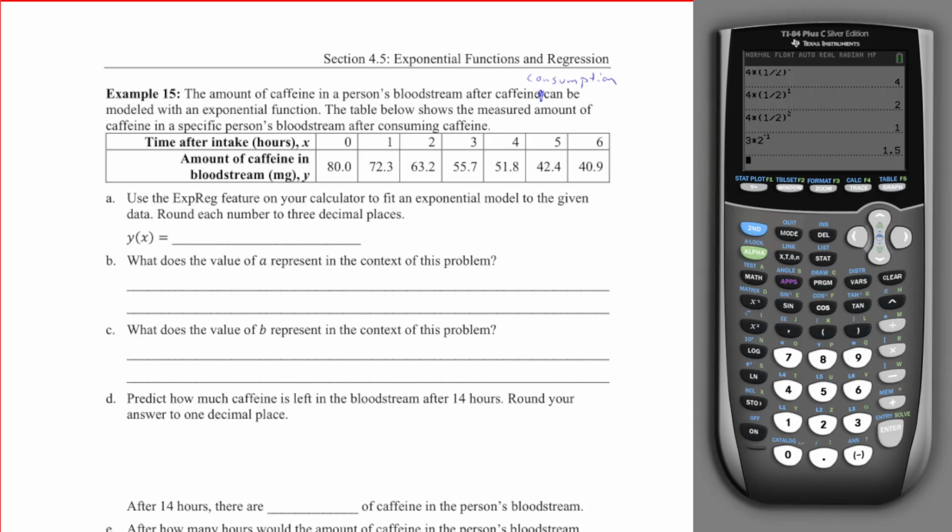So we have a data table. Whenever we're trying to come up with an equation from a data table, we start by entering the values into some lists. So we'll have 0, 1, 2, 3, 4, 5, 6 for our x values, 80, 72.3, 63.2, 55.7, 51.8, 42.4, and 40.9.